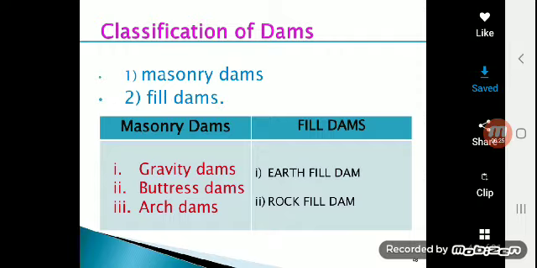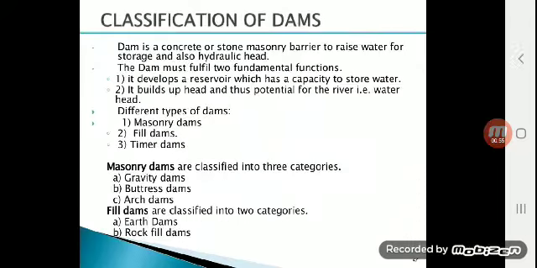In masonry dams, you can see there are three types. First one is gravity dams, second is buttress dams, and third is arc dams. In fill dams, you can see earth fill dam and rock fill dam. In the next slides, one by one, we are going to study all these types, what their structure is, what materials are used in them, and what their purpose is. So let's move to the next slide.